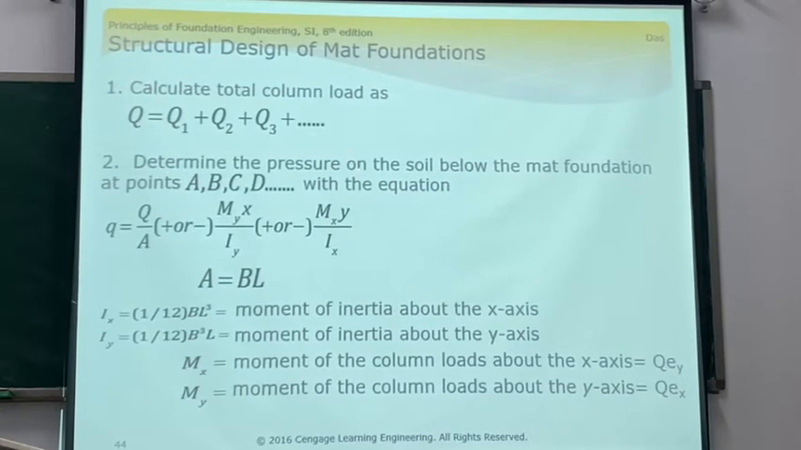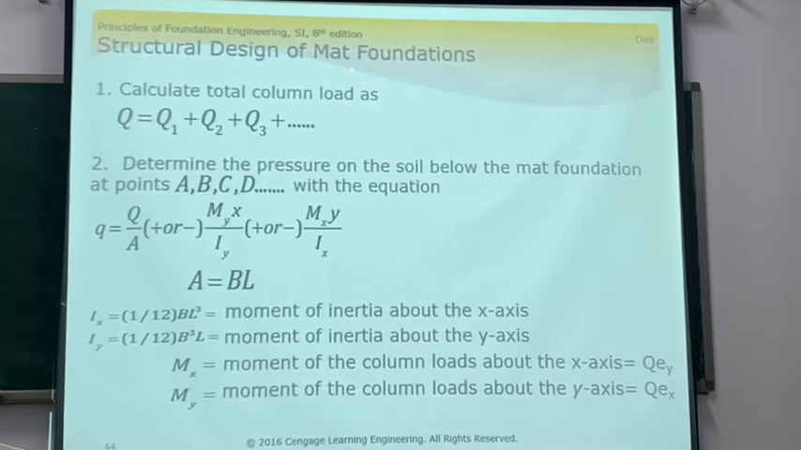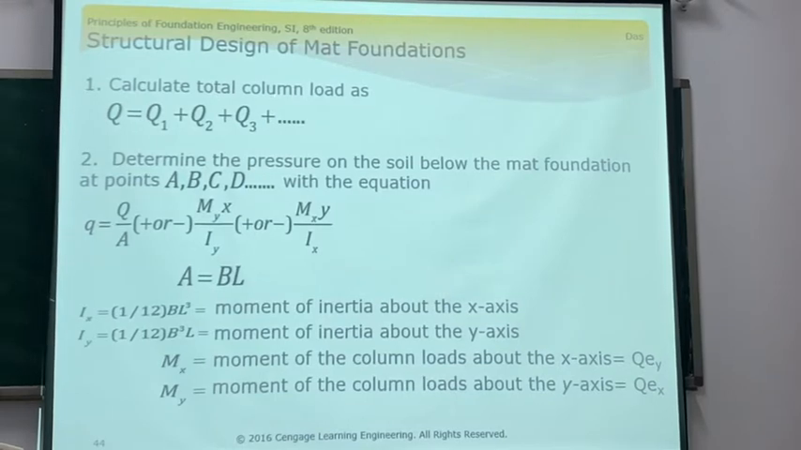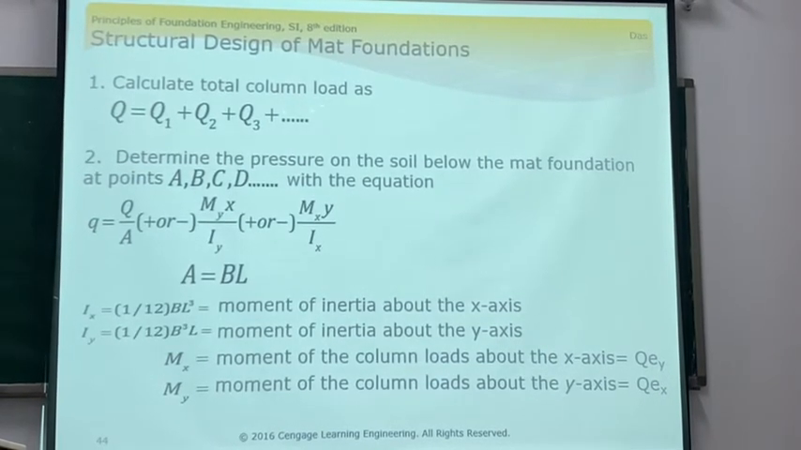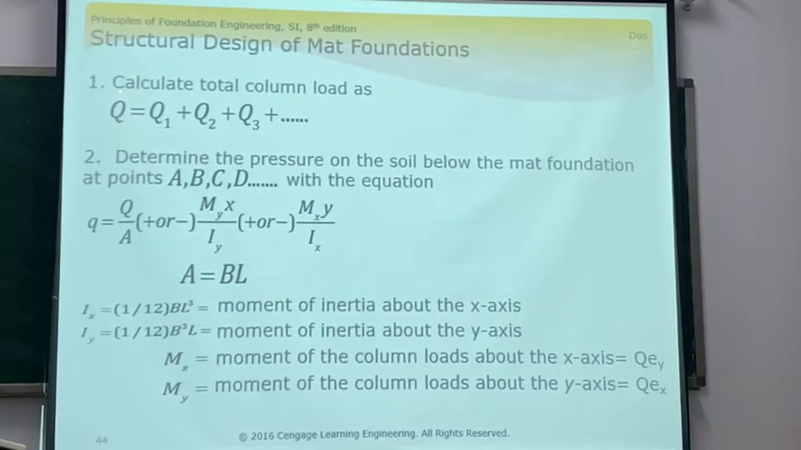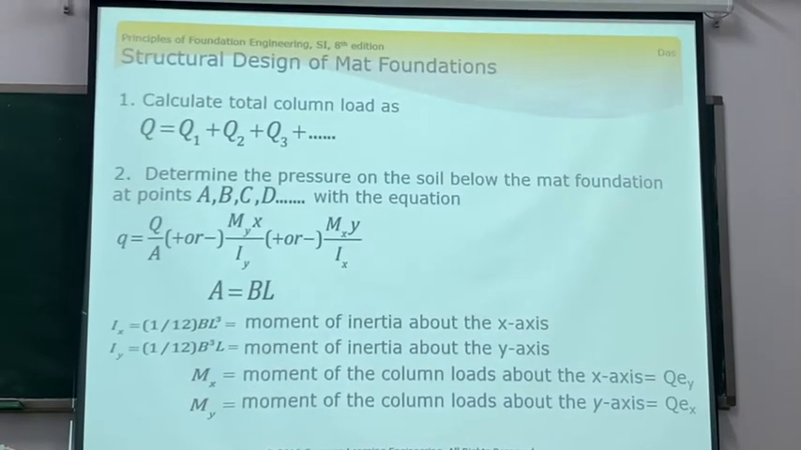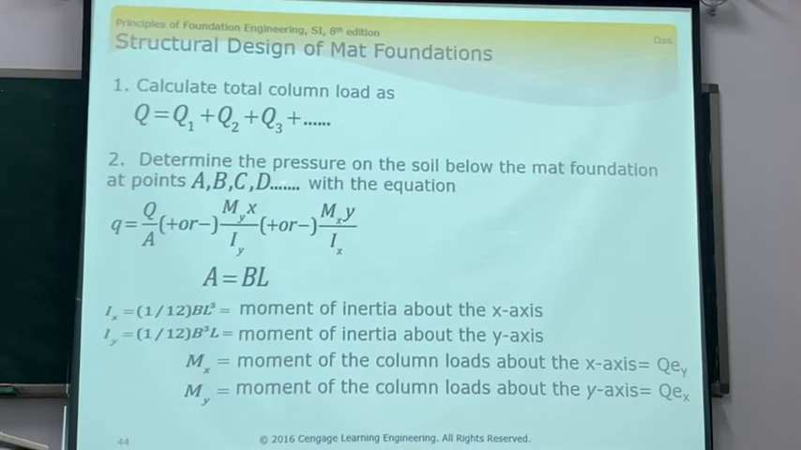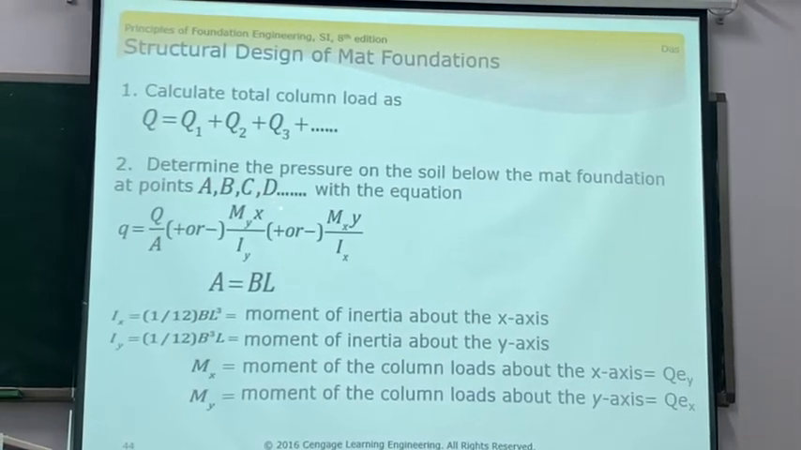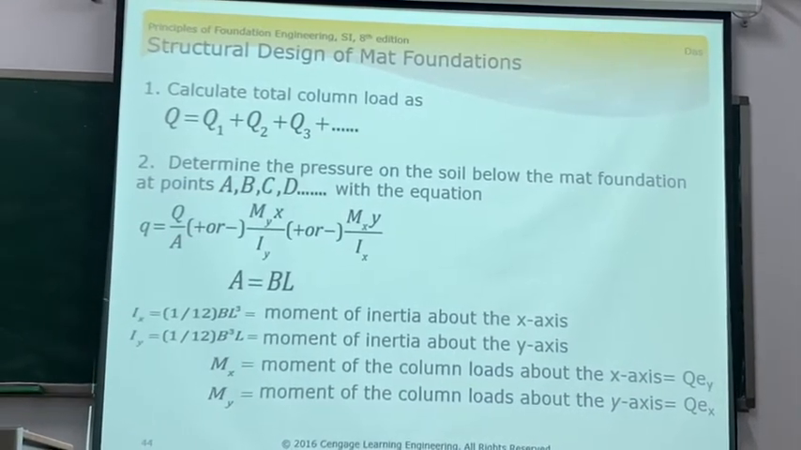So the steps, the process of how to design the rigid mat foundation, is this one. Step 1: first, you calculate the total column loads as Q. This is the total load, adding Q1, Q2, Q3, and so on. Step 2: determine the pressure on the soil below the mat foundation at points A, B, C, D with the equation.